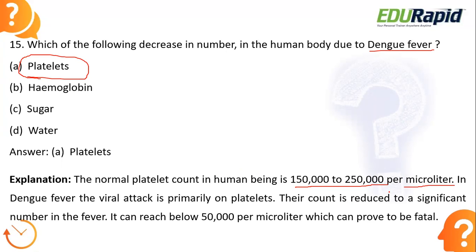But as and when the person starts suffering from this viral attack that can lead to dengue disease, the virus starts attacking the platelets and degenerates them. So slowly the platelet count will start decreasing. It can go down to 50,000 per microliter. But if it goes below 10,000, it can be fatal to that person. They may die. Okay, going to the next question.